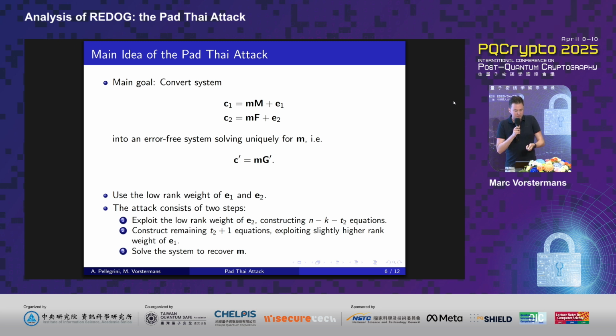The attack consists of 3 steps. First, we utilize the low rank weight of E2 to construct many equations for a system. Then we will observe that we don't have enough equations yet, so we will still have to add some others, and we use E1 for that. And in the end, we construct a system and we recover M.